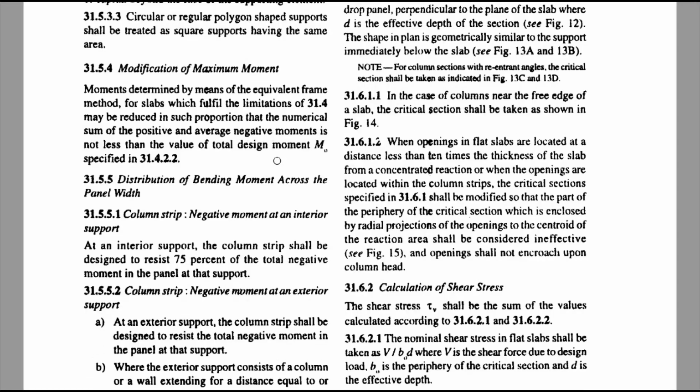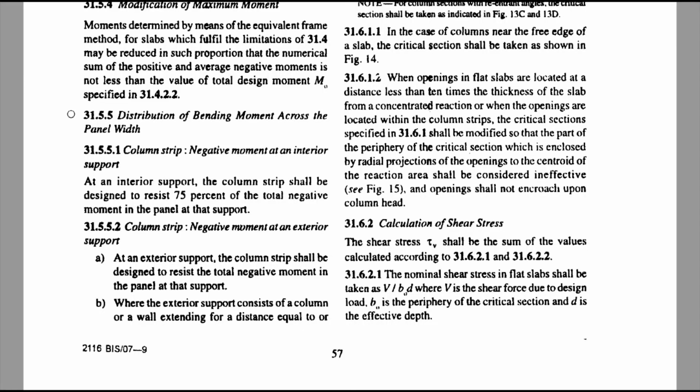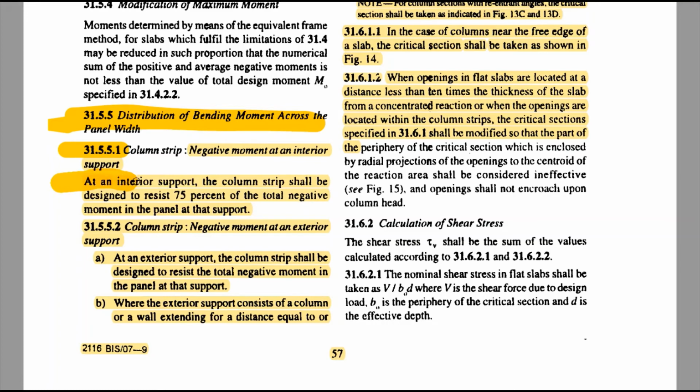Distribution of bending moment across the panel, clause 31.5.1: on the column strip, negative moment at an interior support, the column strip shall be designed to resist 75% of the total negative moment in the panel at the support. For the negative moment there is a total negative moment, where 0.65 is the total moment.